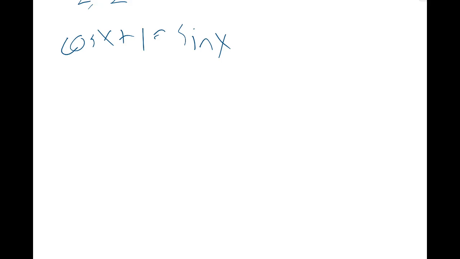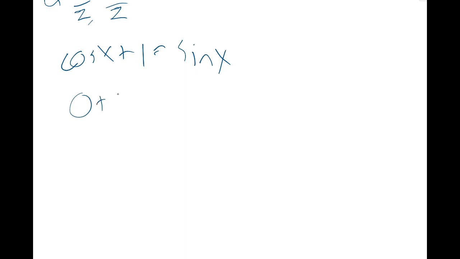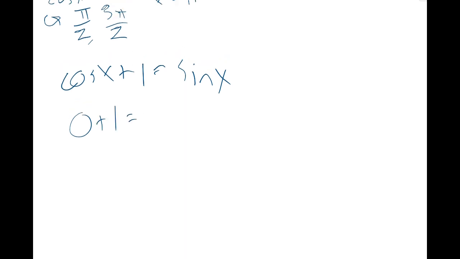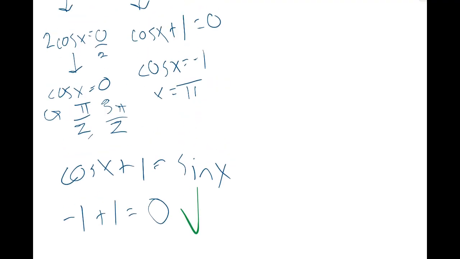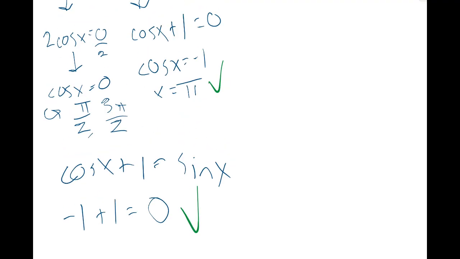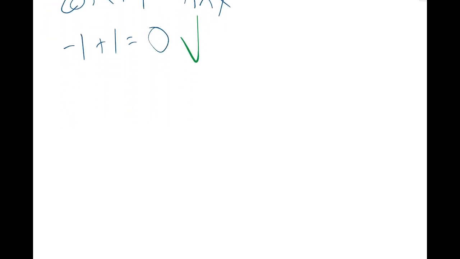Cosine pi is just going to be 0, plus 1 equals the sine of pi, which is 0. Oh, wait, no. Cosine pi is negative 1. Sorry, I got to review my unit circle. Okay, so we get negative 1 plus 1 equals 0, which works. So that one is good. I'll use green. That one is good. So pi works.